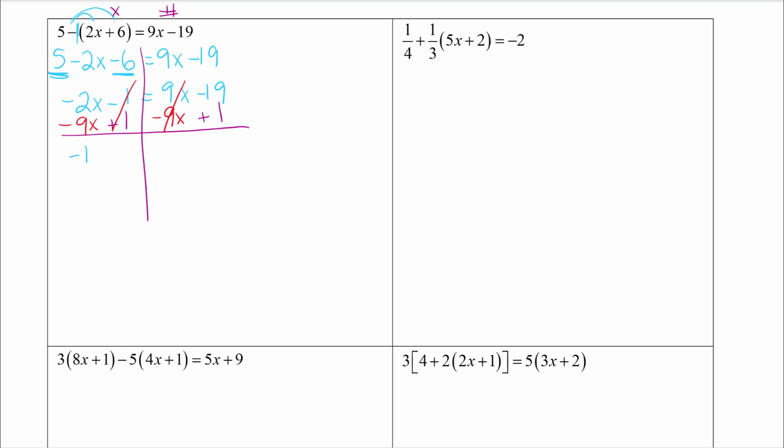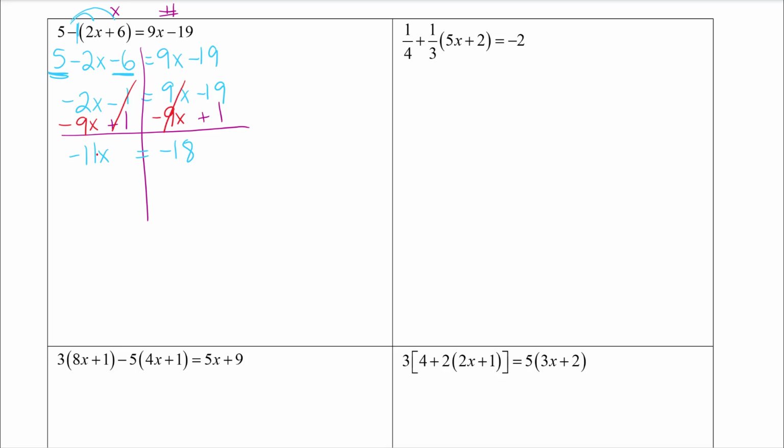-2x minus 9x is -11x. The 1's add to 0, the 9x's add to 0. -19 plus 1 is -18. And step 3 is done. I've got all the x's on the left and all the numbers on the right. Now x is really close to being by itself.